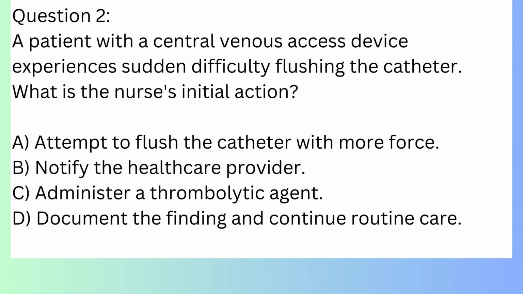Question 2. A patient with a central venous access device experiences sudden difficulty flushing the catheter. What is the nurse's initial action? A. Attempt to flush the catheter with more force. B. Notify the healthcare provider. C. Administer a thrombolytic agent. D. Document the finding and continue routine care.